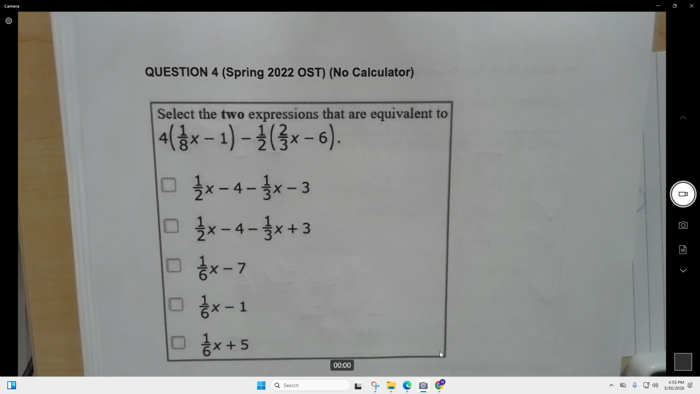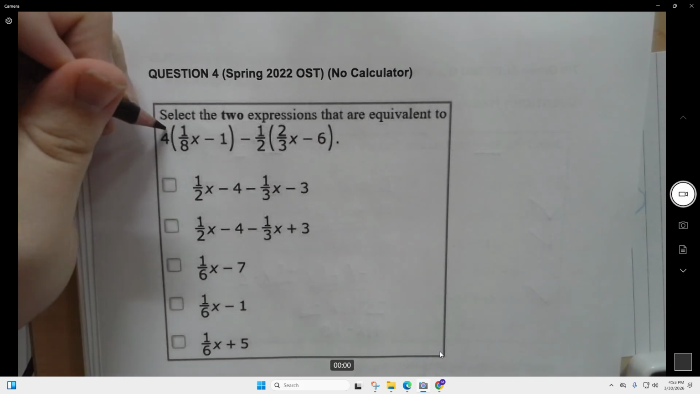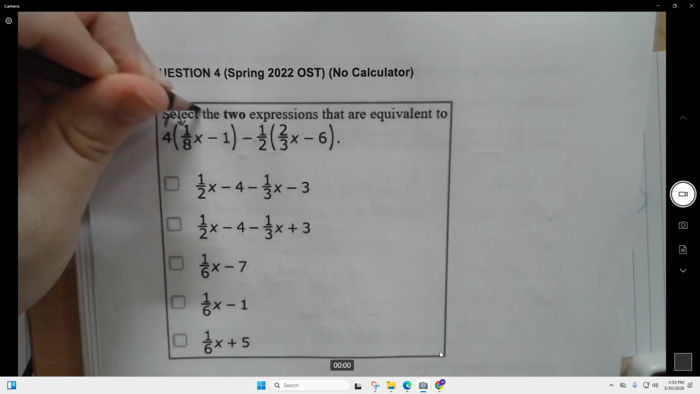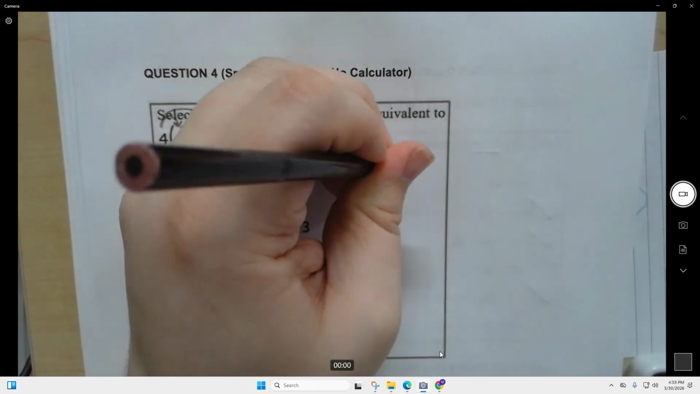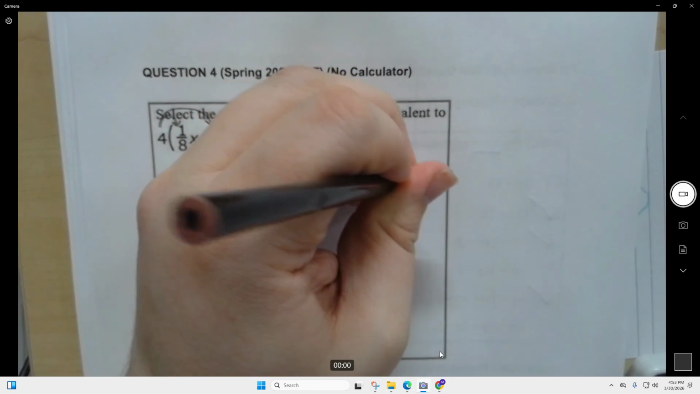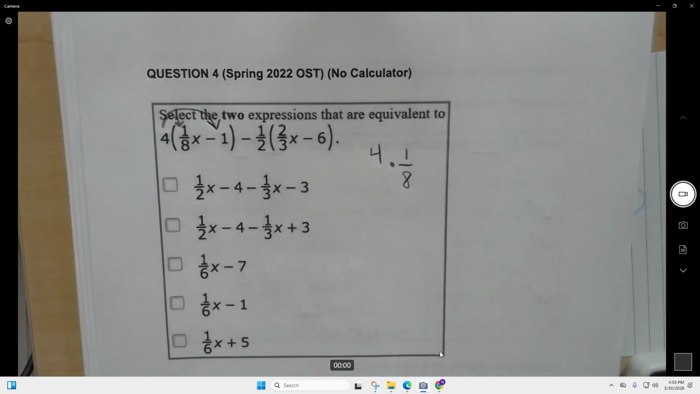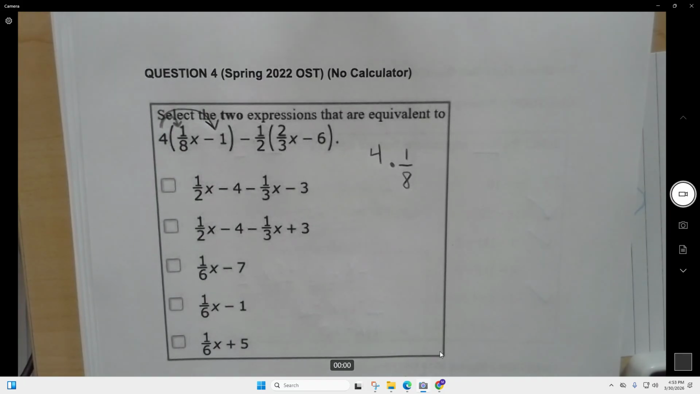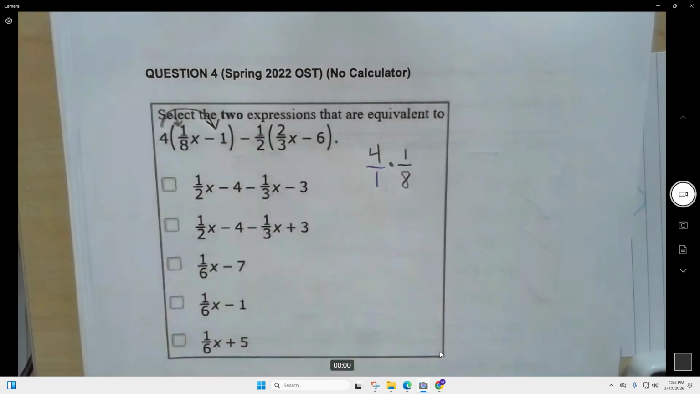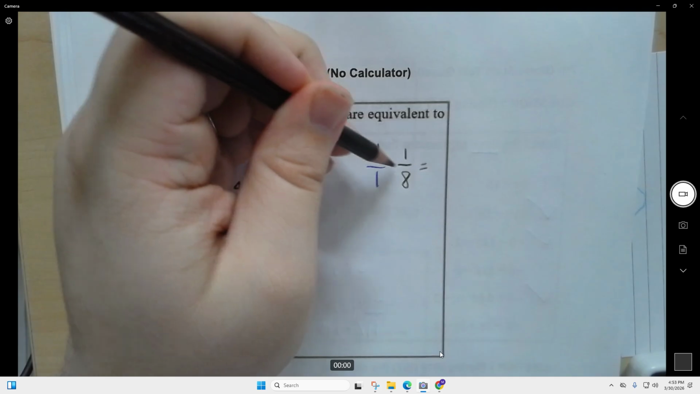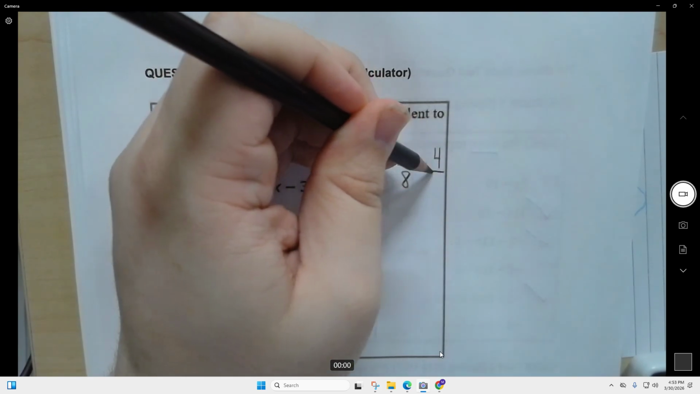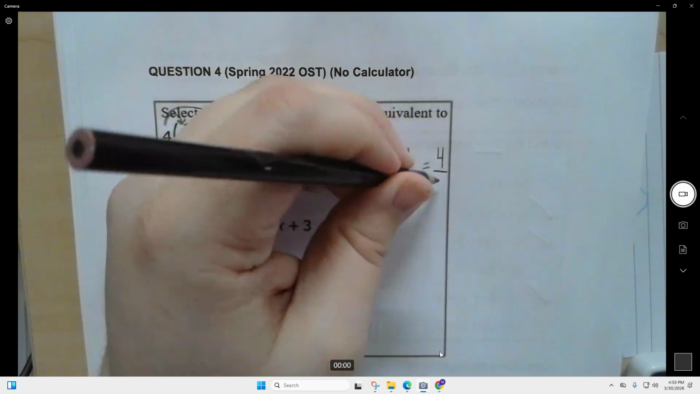So, this has a lot of fractions in it. Let's talk about how we're going to address this. First thing, we're going to distribute the 4. 4 times 1/8. This is a whole number times a fraction. The way you handle this is you put the whole number over 1, and then you just multiply across. 4 times 1 is 4. 1 times 8 is 8.